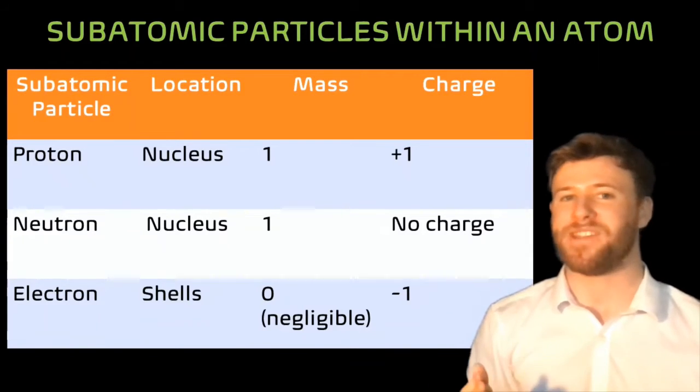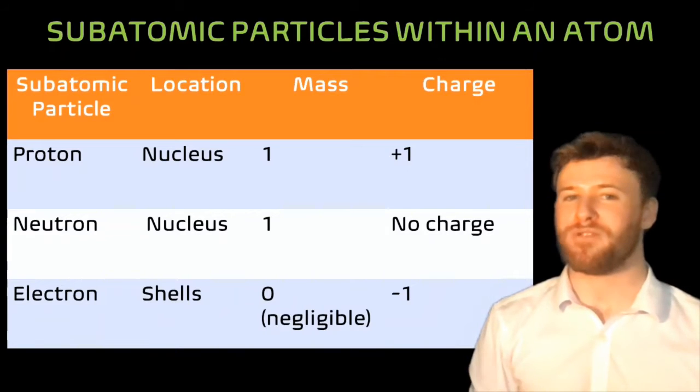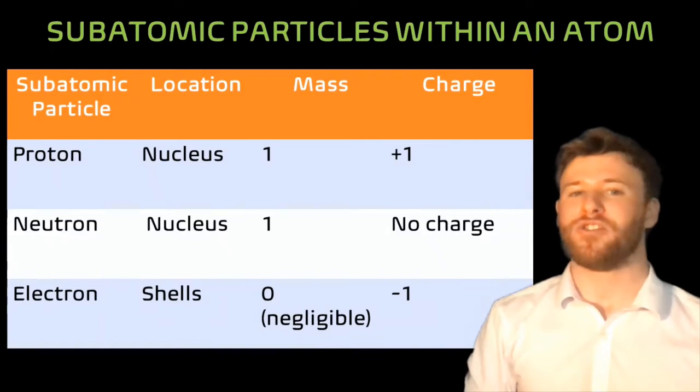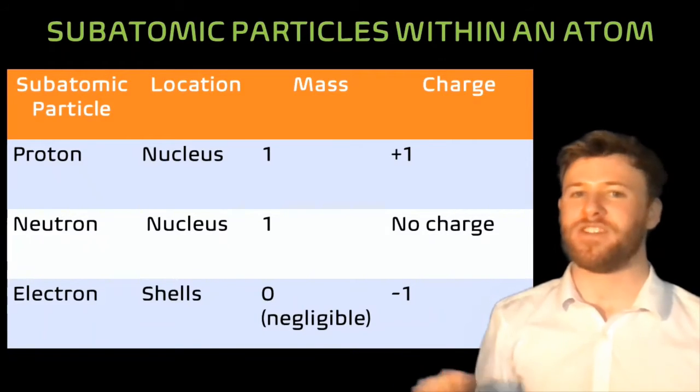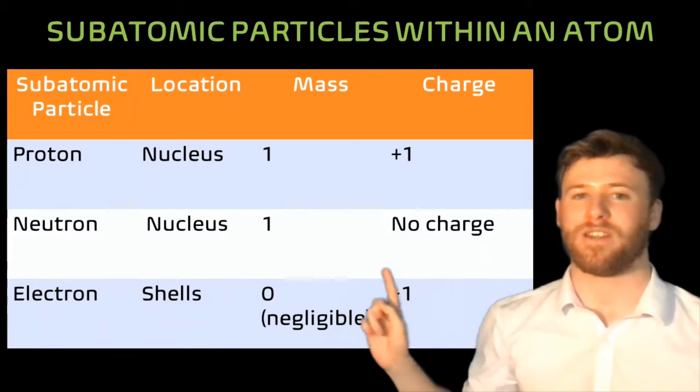Moving on to neutrons, they're again found in the nucleus and again have a relative mass of 1. They weigh about the same as what a proton weighs. Neutrons are neutral. They've got no charge, like so.